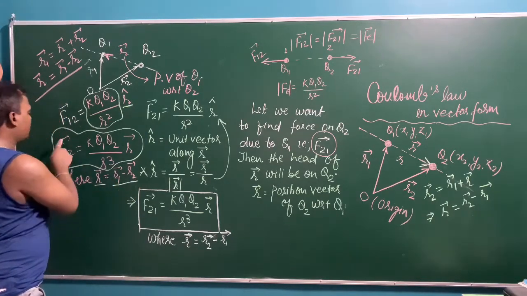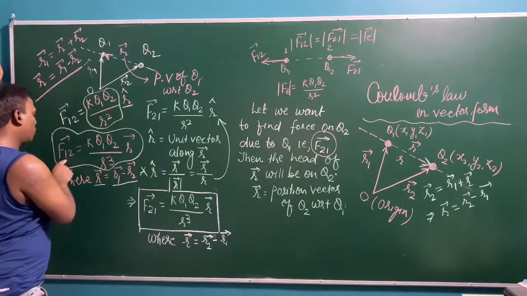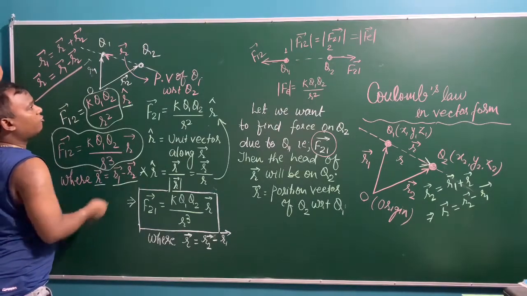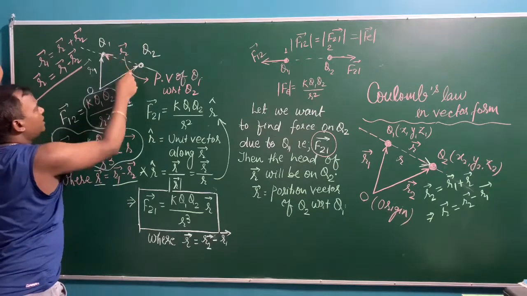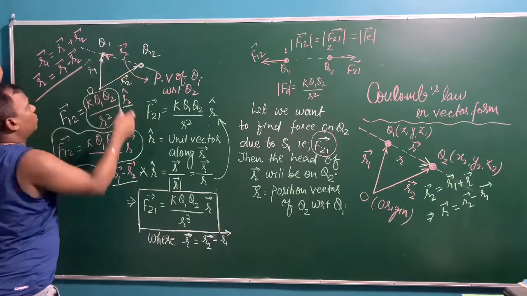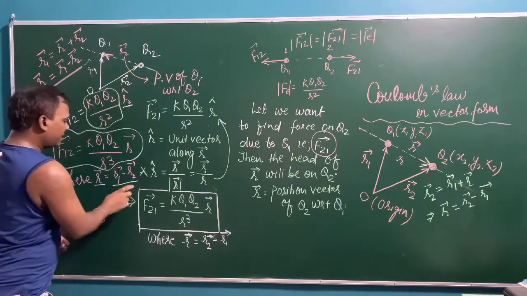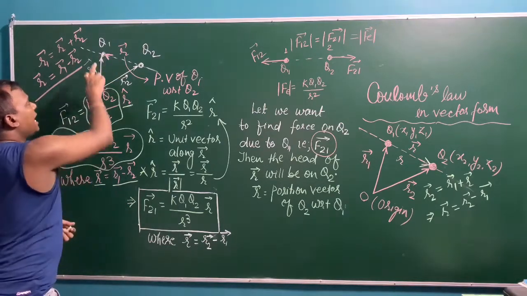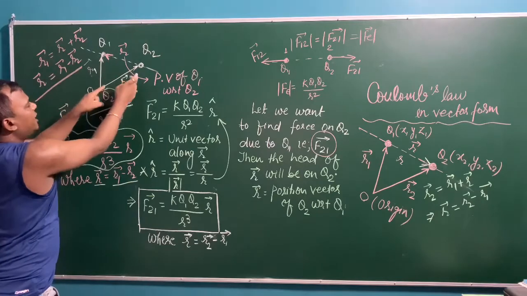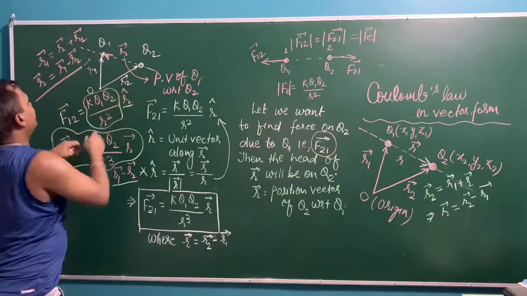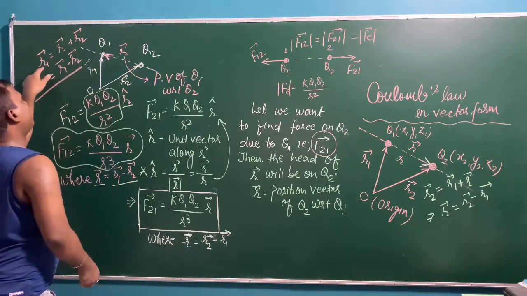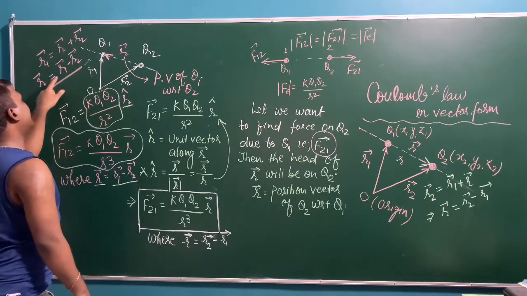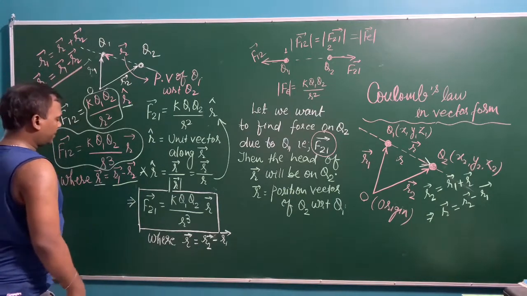In this case we are trying to find the force on 1 due to 2. That's why the r vector is the position vector of 1 with respect to 2, which is r1 minus r2. This expression can also be seen from this diagram. The r1 vector is actually the resultant of r2 and the r vector. So we can write r1 vector is equal to r vector plus r2 vector. Now the r vector can be written as r1 vector minus r2 vector.